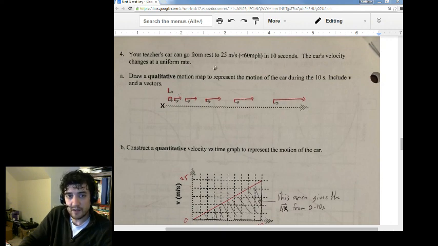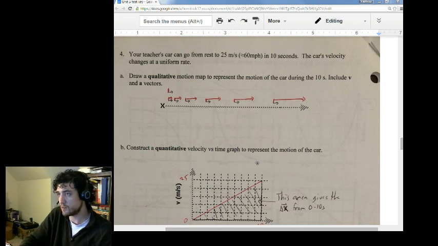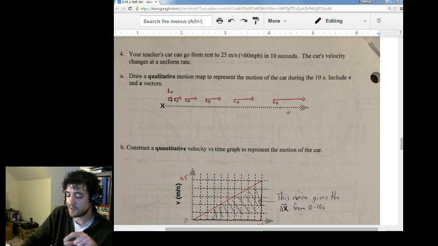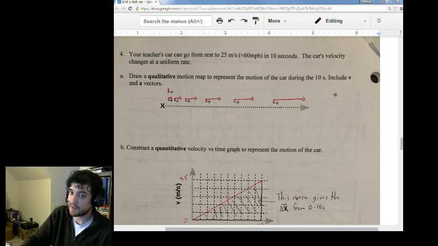The acceleration here is constant. This is what it says. The car's velocity changes at a uniform rate. That is to say, the acceleration is constant. So each of our acceleration vectors points to the right. We know it's to the right because our velocity is increasing. As we look at our velocity time graph here, velocity goes from 0 to 25. The slope is positive. That means our acceleration is positive. We also looked at, in class, we built that chart of the direction of velocity versus the direction of acceleration based on whether you are speeding up or slowing down. This is a case where the velocity is positive, we're speeding up, so they have to be in the same direction.